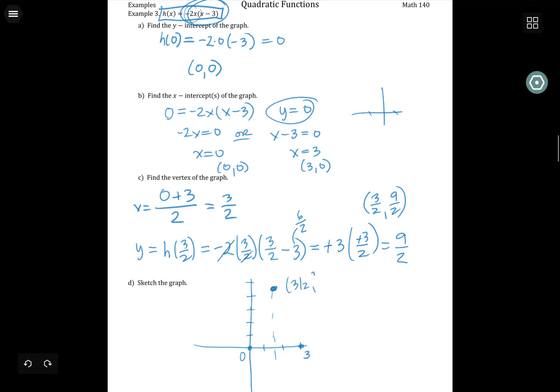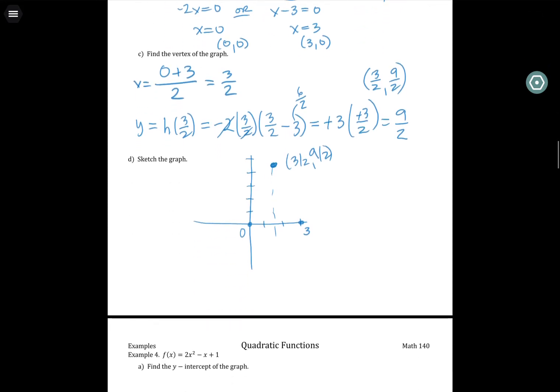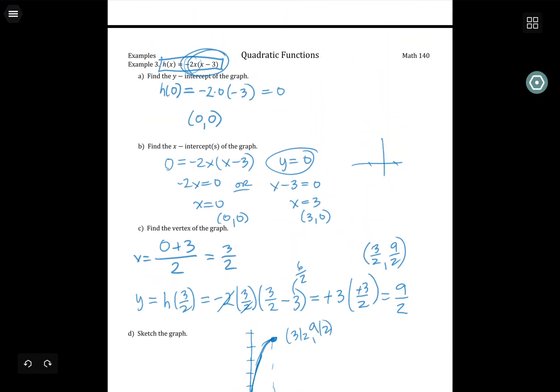3/2, 9/2. If you have a grid and it's really obvious where your point is, it's okay if you don't label it. Like if it's right on (0, 0) and (3, 0), that's pretty obvious because it hits right on the tick mark. But for something like this where it's kind of in between, please label so that I can see where those key points are. I already decided, oh, I didn't say it out loud though.